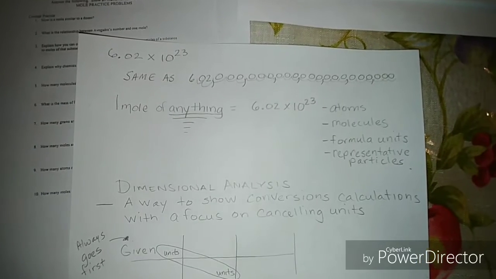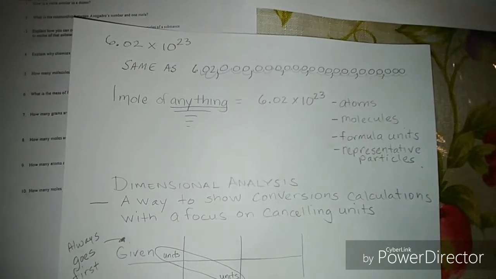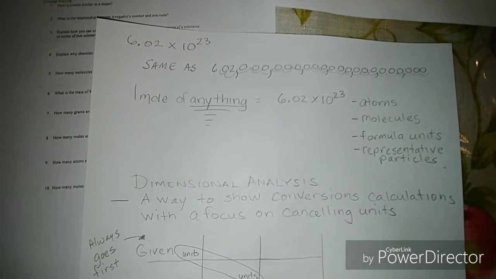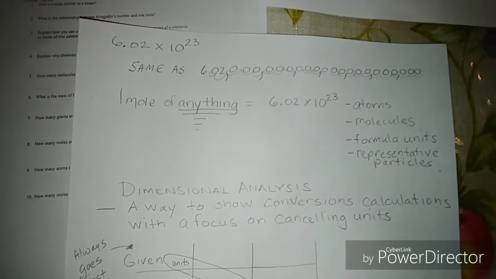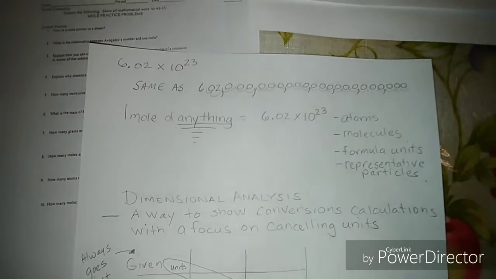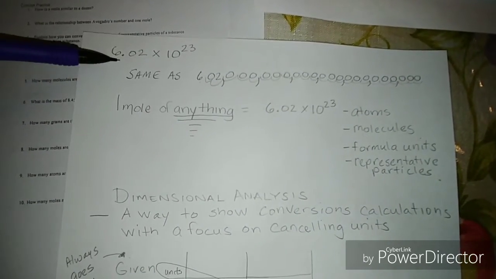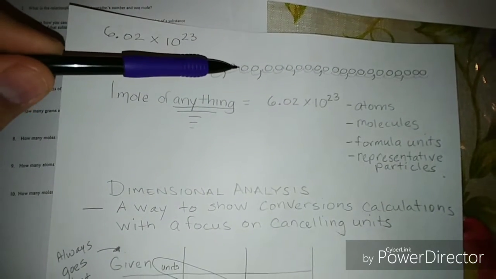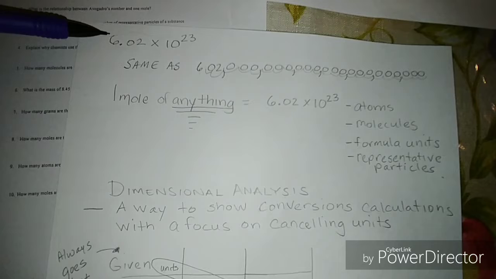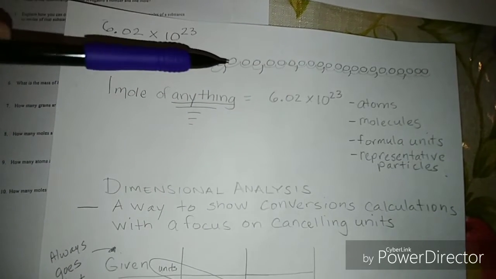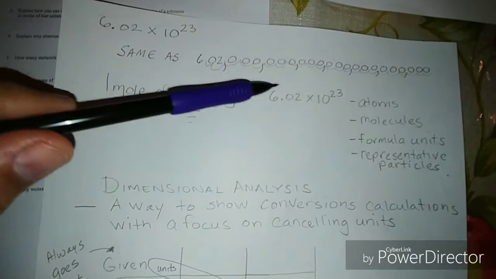Today we're going to talk about the mole and how we can use it in certain calculations, specifically conversions. One thing that I want you to understand is that this number, which we call Avogadro's number, is the same as this number. This just happens to be set up as scientific notation, whereas this is in standard form.